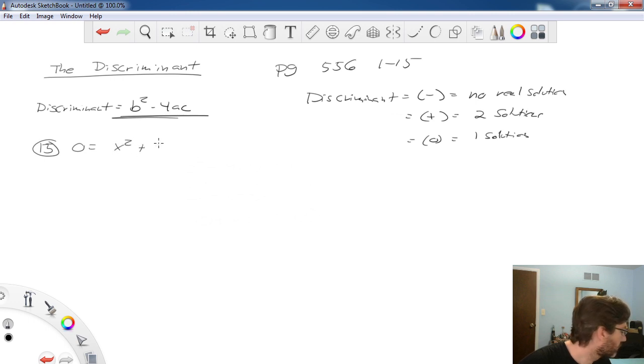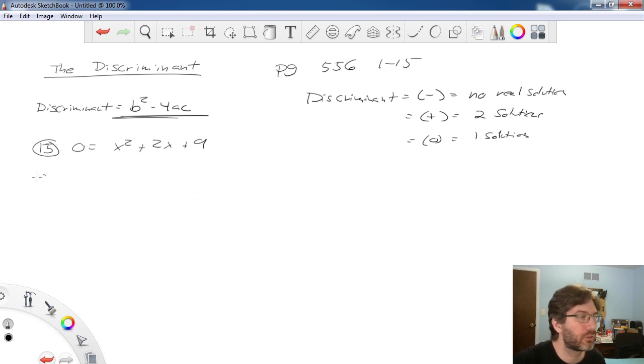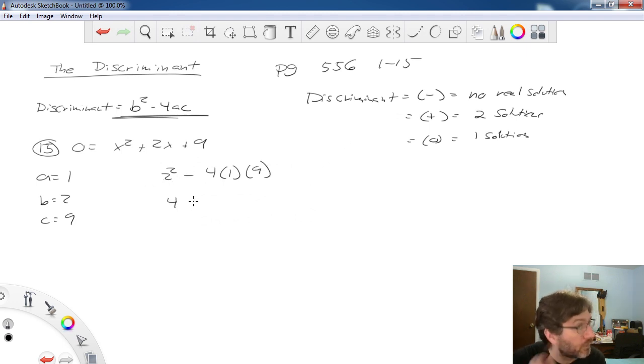Equals x squared plus 2x plus 9. Again, still equals 0, so you're good. A equals 1, B equals 2, C equals 9. It's b squared, 2 squared minus 4 times 1 times 9. 2 squared is 4 minus, this is going to be a big number, 4 times 9 gives you 36. It's a negative answer, so it has no solutions.